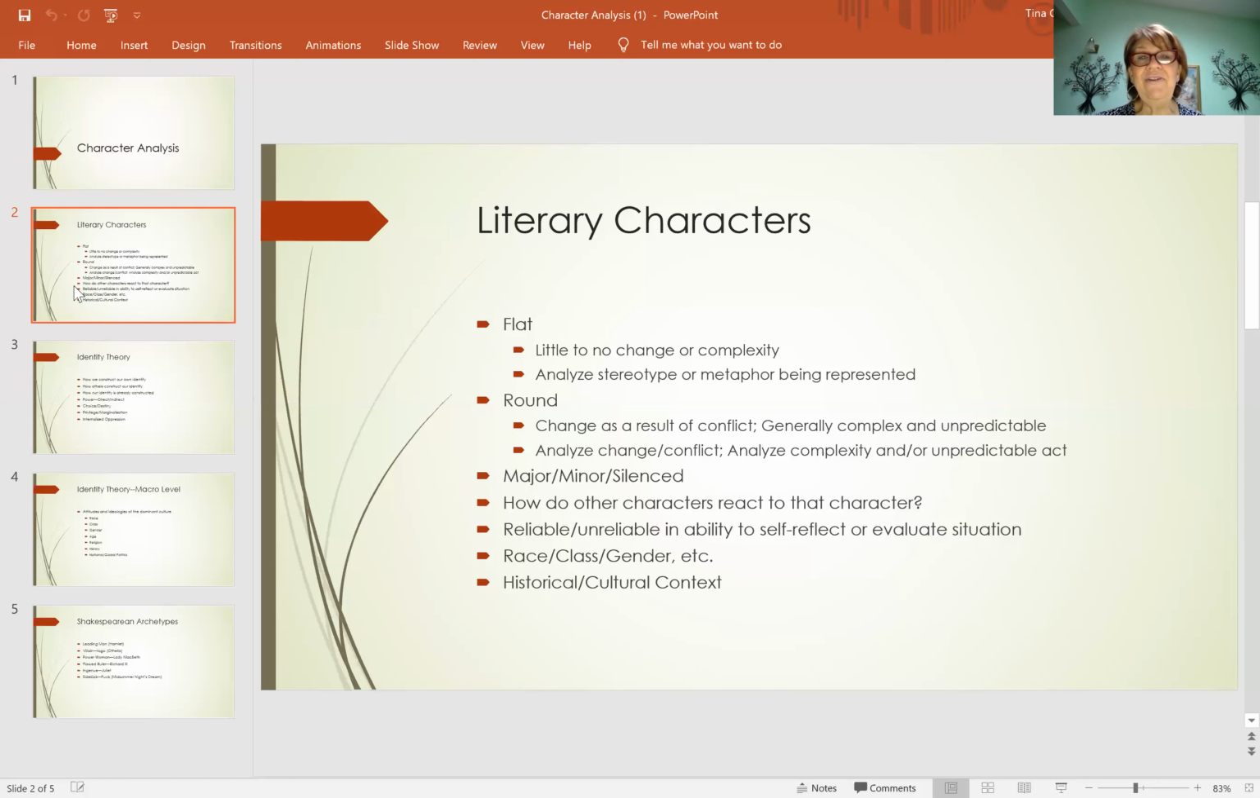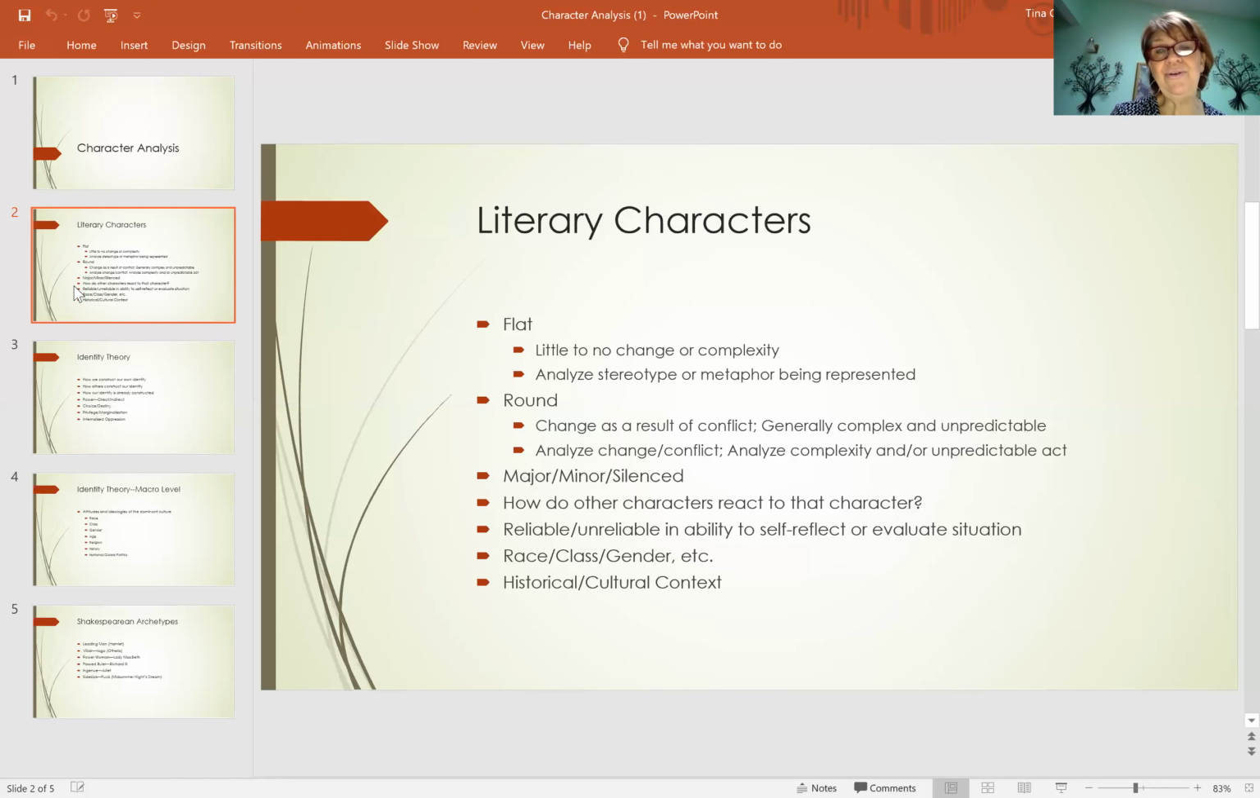And then the silenced characters would be, say, like Rosalind in Romeo and Juliet. She gets referenced, but she has absolutely no lines. She gets no space on stage. It's really hard to be a completely silenced character, but they can be silenced and almost virtually silenced and still not quite reach minor. All of these characters are worthy of exploration.